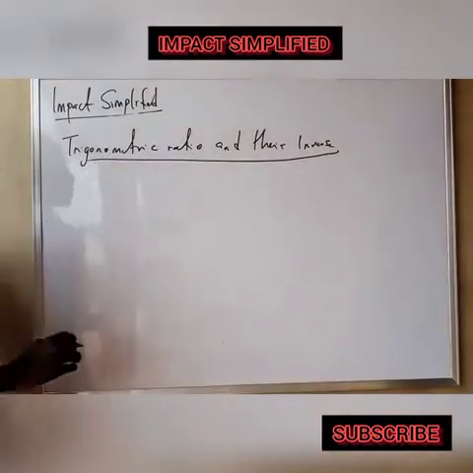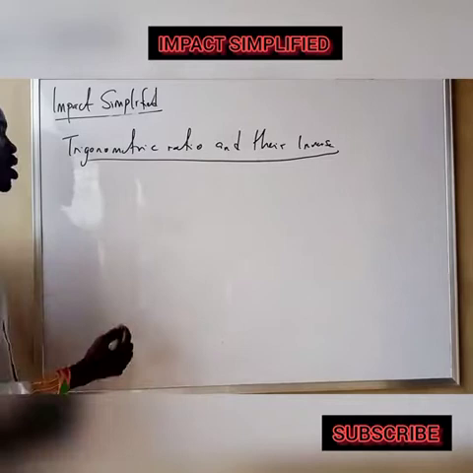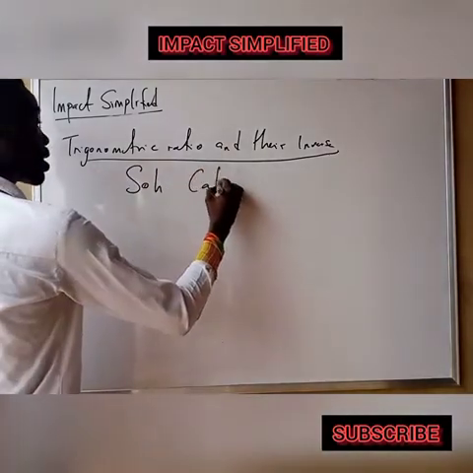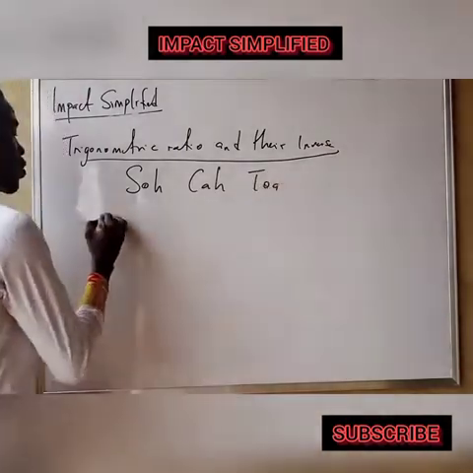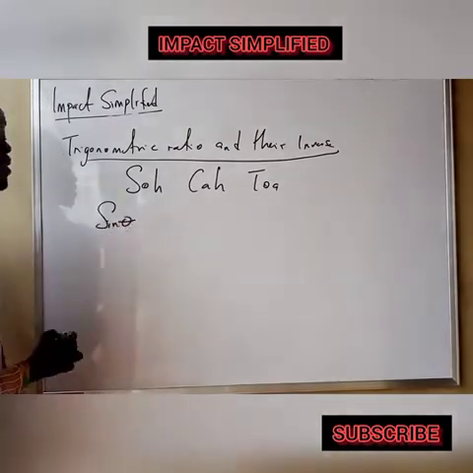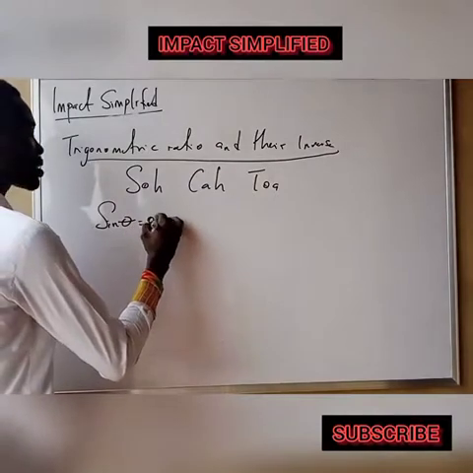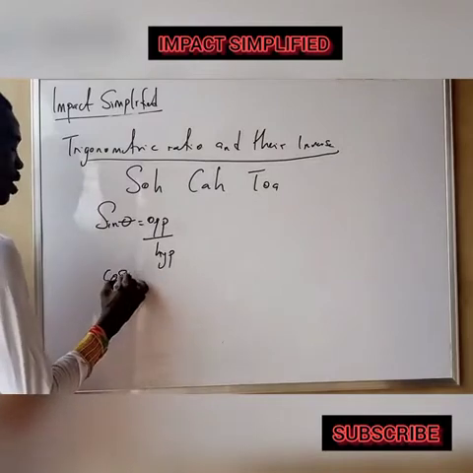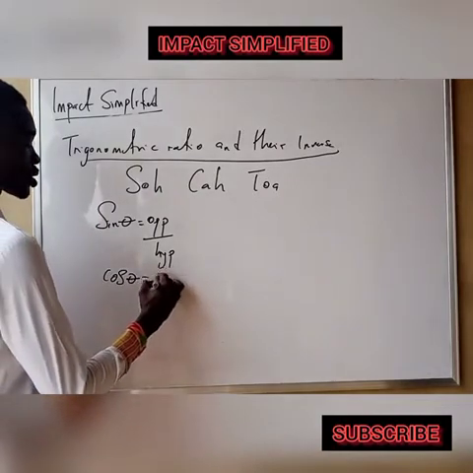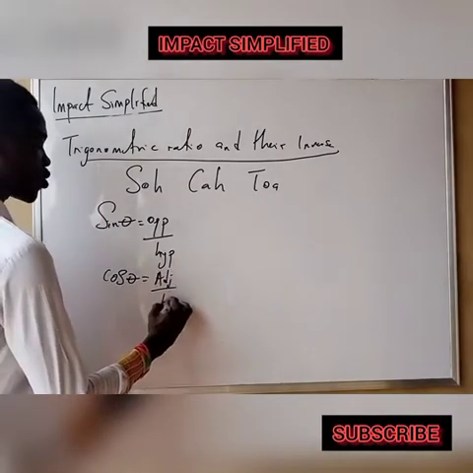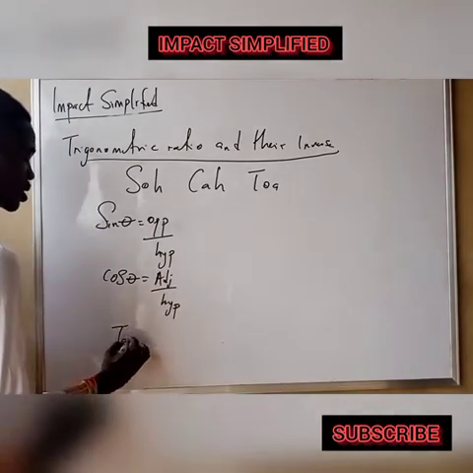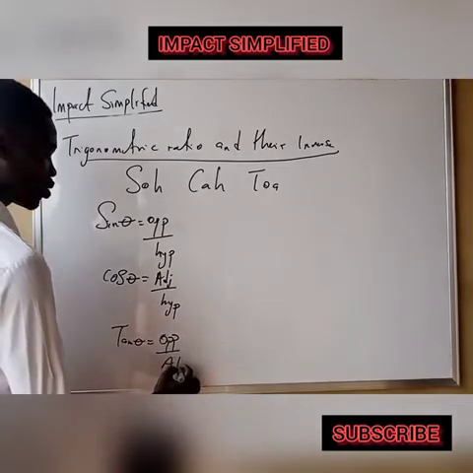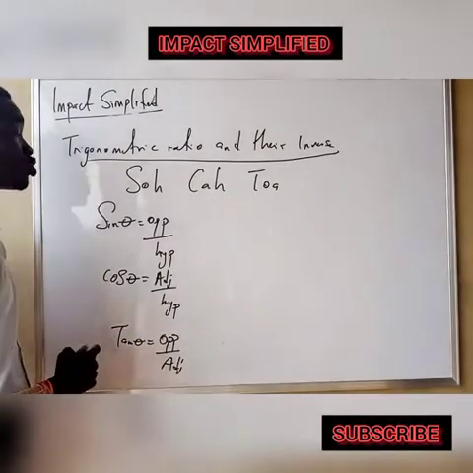Now when we are talking of the trigonometric ratio, we all know them. What is the meaning of trigonometric ratio? That is talking about the sine, cos, and tan. Sin theta is opposite over hypotenuse. Cos is adjacent over hypotenuse. Tan is opposite over adjacent.